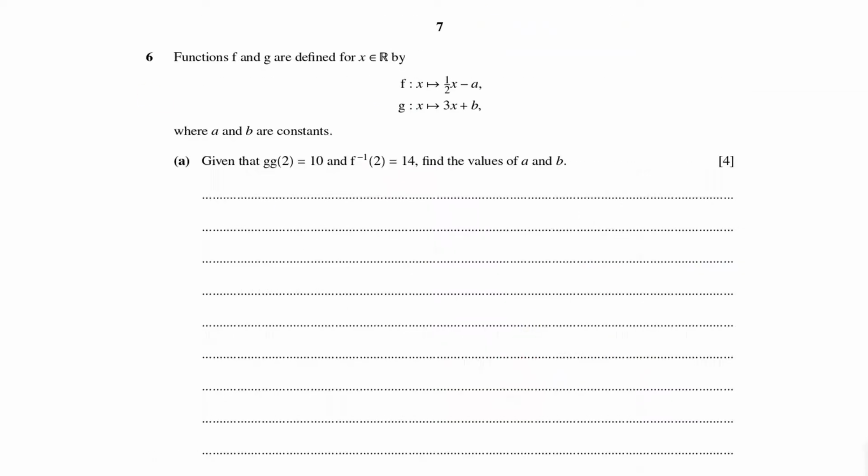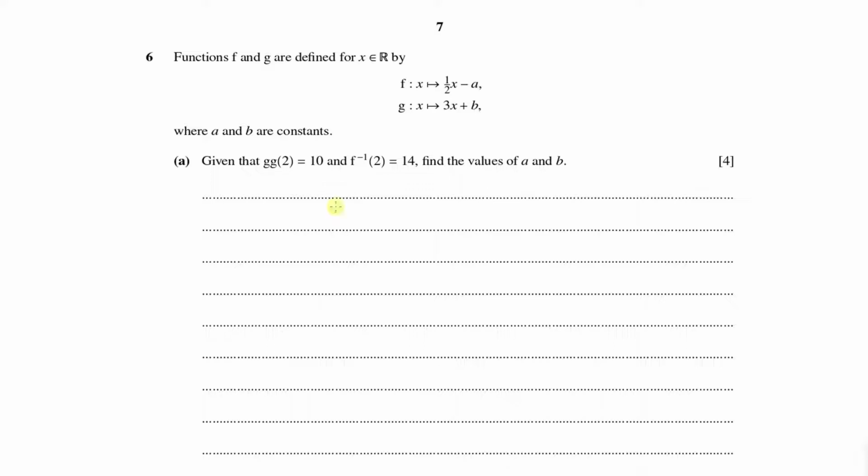Let us now look at question number 6. Functions f and g are defined for x an element of all real numbers by f of x is equal to half of x minus a, and g of x is equal to 3x plus b, where a and b are constants. On part a, given that g of g of 2 is equal to 10 and f inverse of 2 is equal to 14, find the values of a and b.